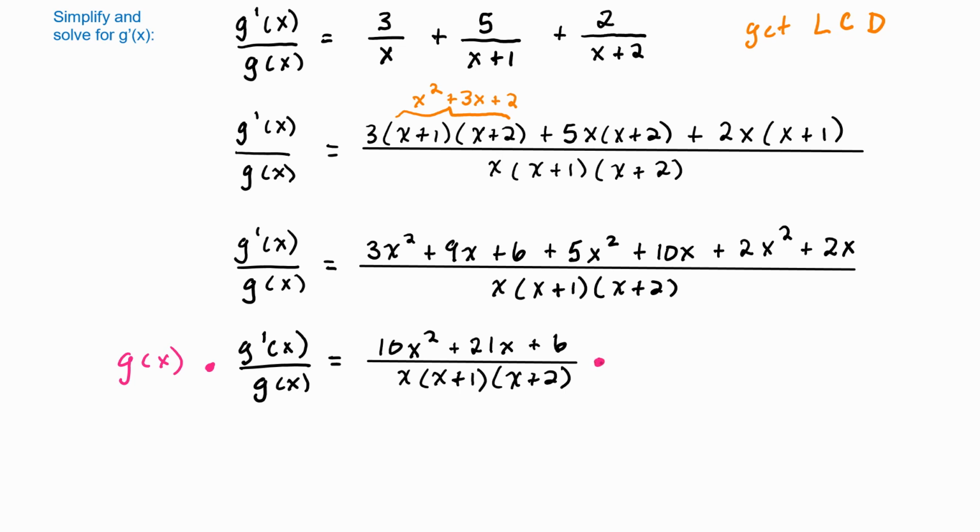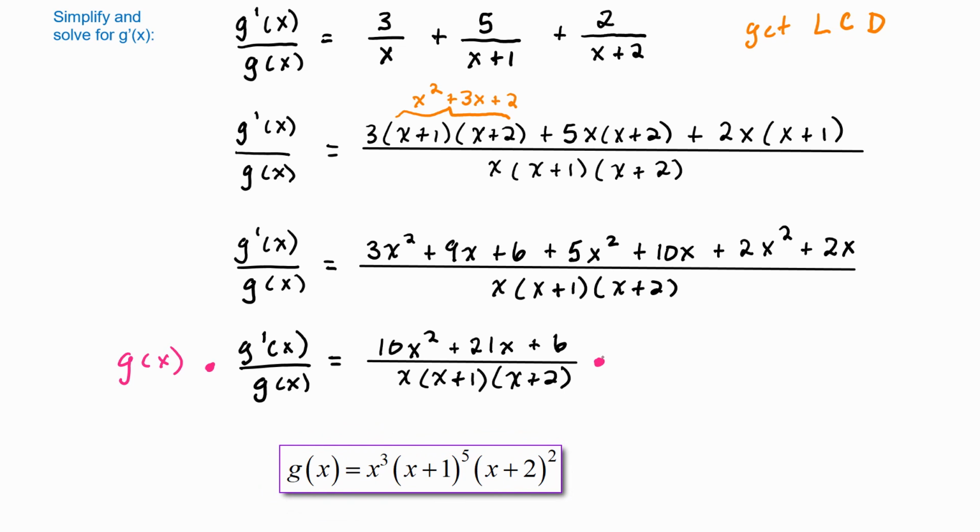Now, when we multiply by g of x on the right-hand side, let's write it in its full form, which is x cubed times the quantity x plus 1 to the 5th times the quantity x plus 2 squared. And remember that this is just g of x. So we're multiplying both sides by the same thing. It's just over here we want to write it as g of x, and over here we want to write it out in its full form.